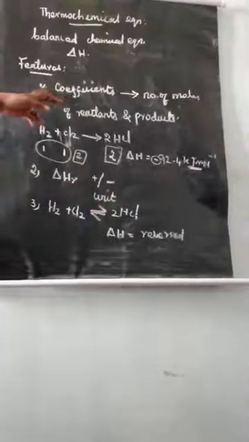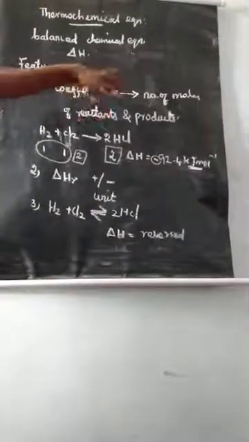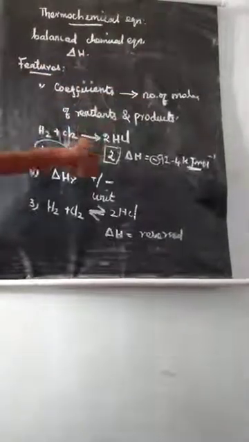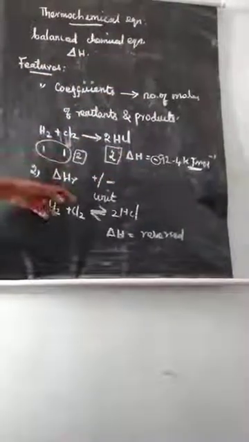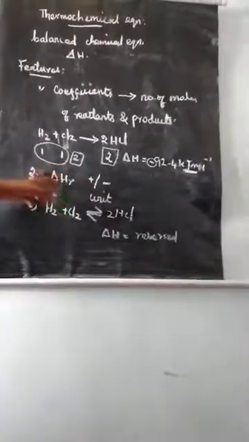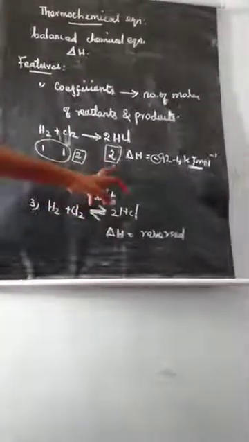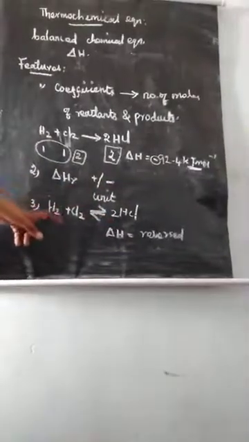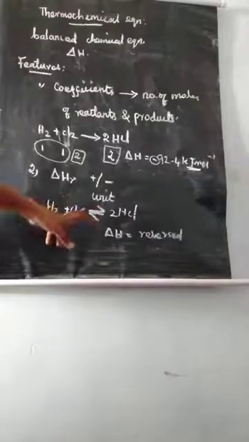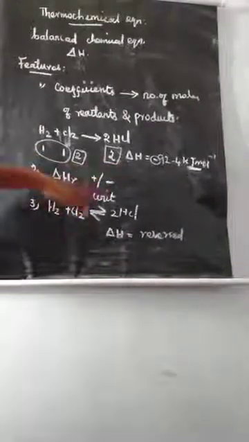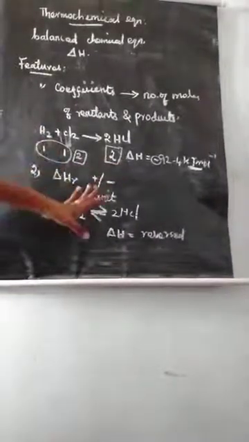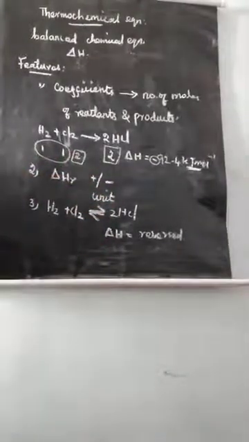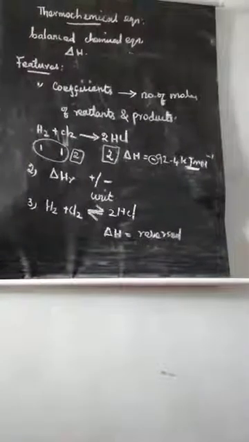So tell the first point: the coefficients of a balanced equation refer to the number of moles of reactants and products. Second point, the enthalpy change of a reaction has to be specified with appropriate sign and unit. Then third point, when the chemical reaction is reversed, this enthalpy change, delta H, is also reversed. Understand? Understand everyone? Okay, listen.